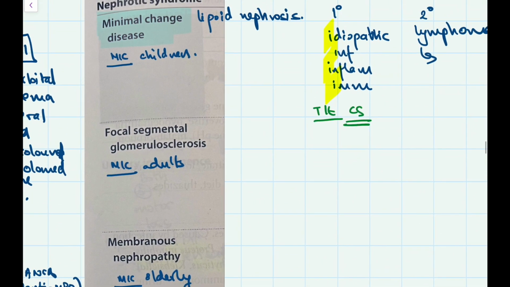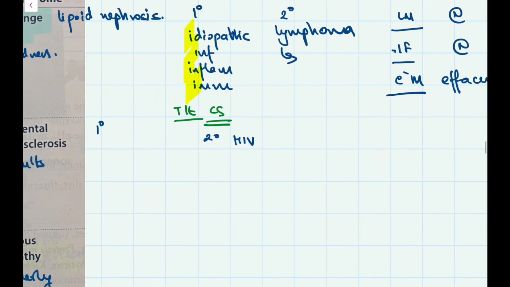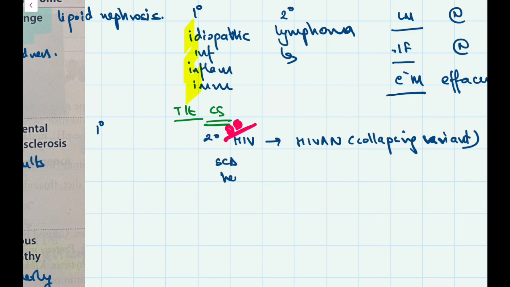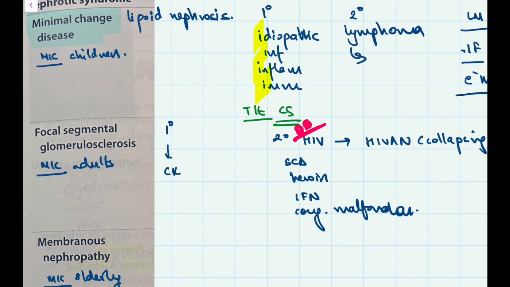The next is focal segmental glomerulosclerosis. Again, it can be primary or secondary. The secondary causes are very important to learn. First is HIV, and the disease HIV causes is HIVAN, that is HIV associated nephropathy, and remember, it is a collapsing variant. This is very important. Other causes are sickle cell disease, use of heroin, obesity, interferon treatment, or congenital malformations. The primary disease may progress to CKD as it has an inconsistent response with the corticosteroids.